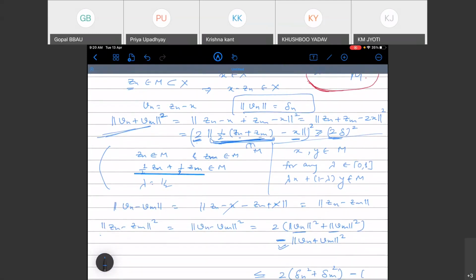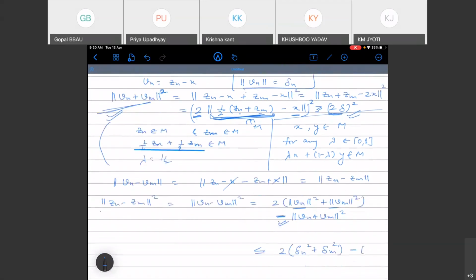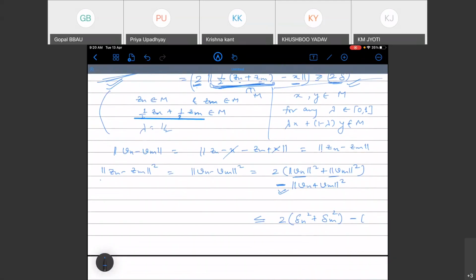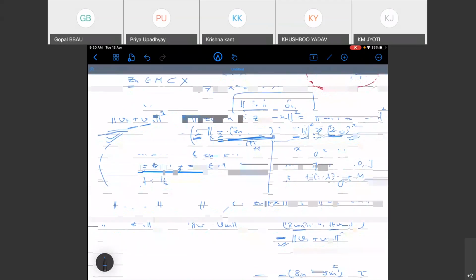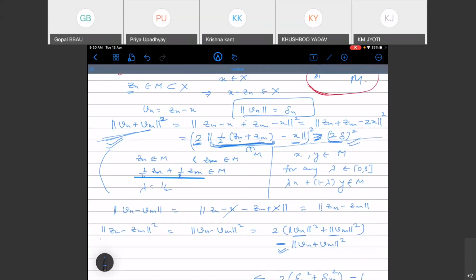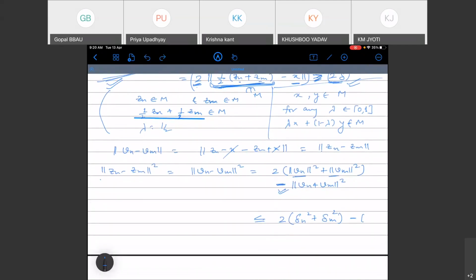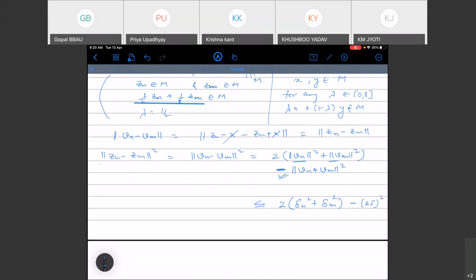So from here you have 4 delta squared. And see here, this is greater than or equal to, and when you take the negative of this, the greater than sign will change and it will be less than or equal to. So see here, this is negative, so it will be minus 4 delta squared. Okay, any doubt?